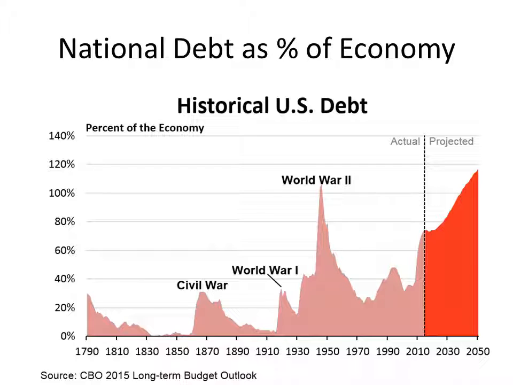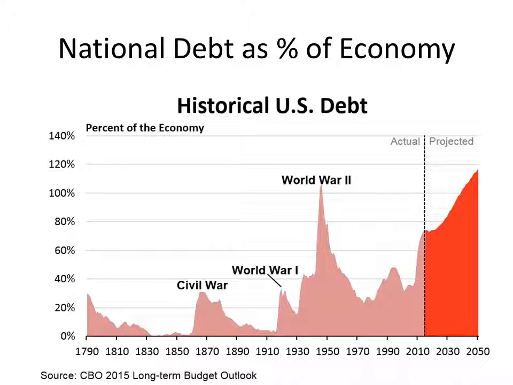Sometimes it's useful to compare our national debt to our total economy. In this graph, on the x-axis, you have the years from 1790 projected to 2050. The part in red is basically a projection or a prediction about the future. And on the y-axis on the left, you have the percent of the economy that the national debt makes up. So you can see, like in 1840 or so, we had no national debt.